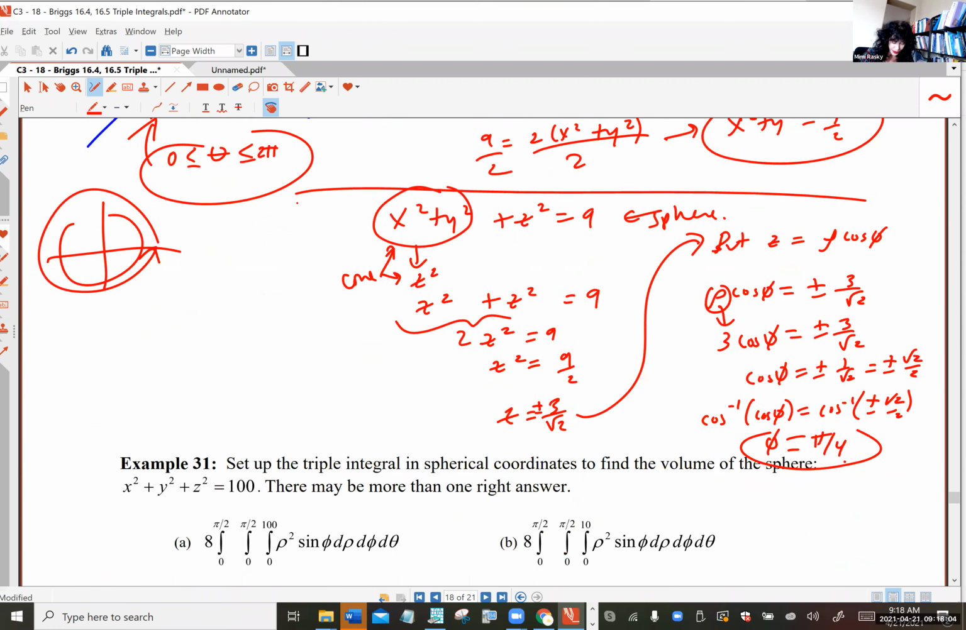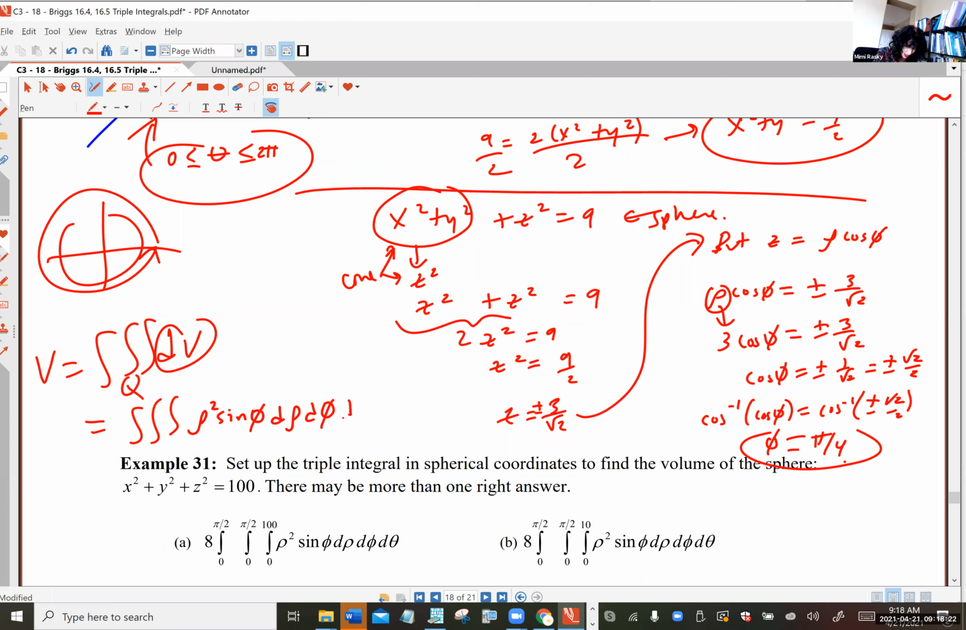And that's exactly right. So your volume of the ice cream cone, when you set it up, is going to look like this. That's the generic version. Your volume element for spherical is rho squared sine phi d rho d phi d theta. And we've got 0 to 2 pi for theta, 0 to pi fourths for phi, and 0 to 3 for rho. And this is pretty easy to integrate. I'll let you integrate it.